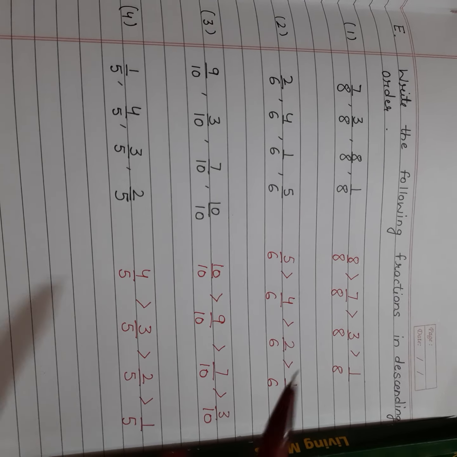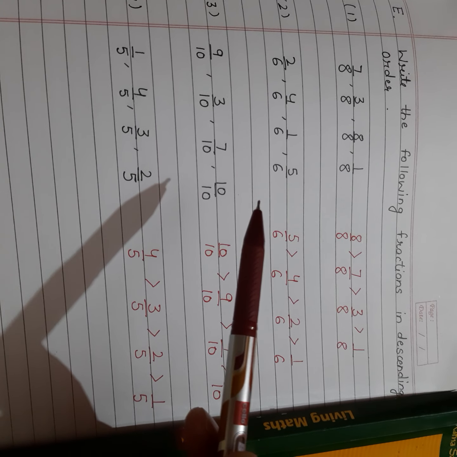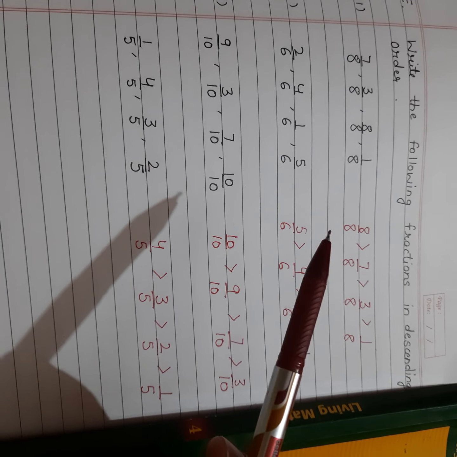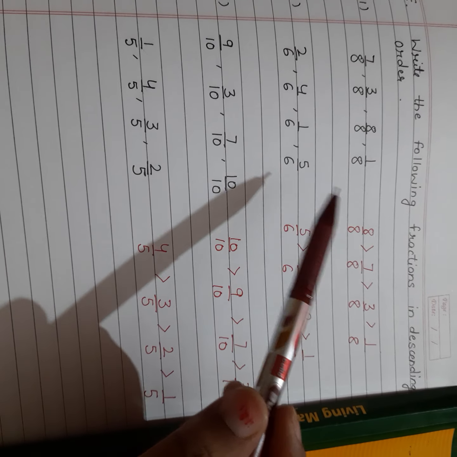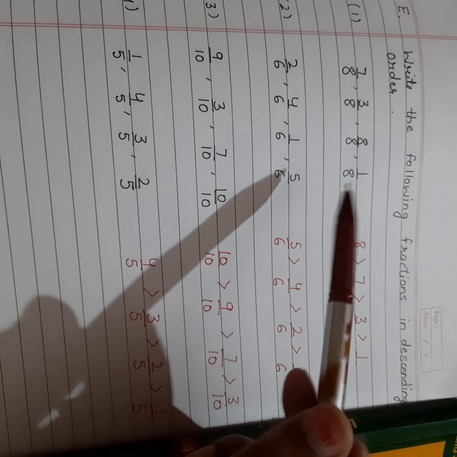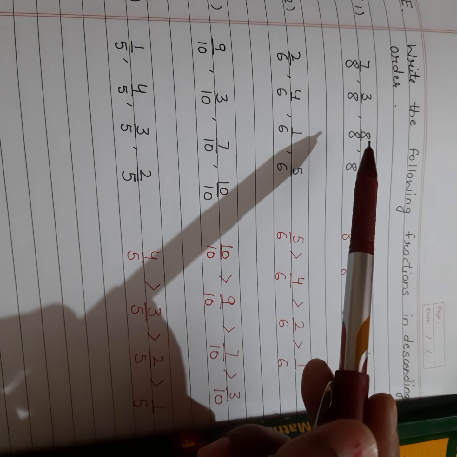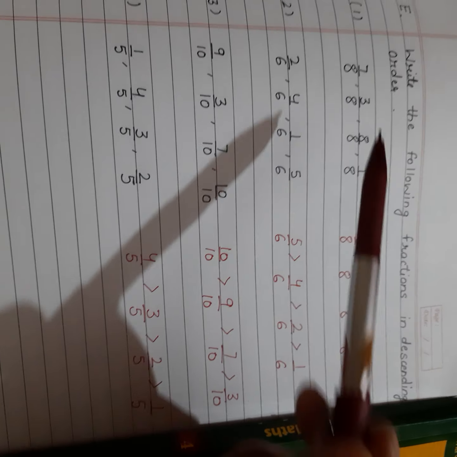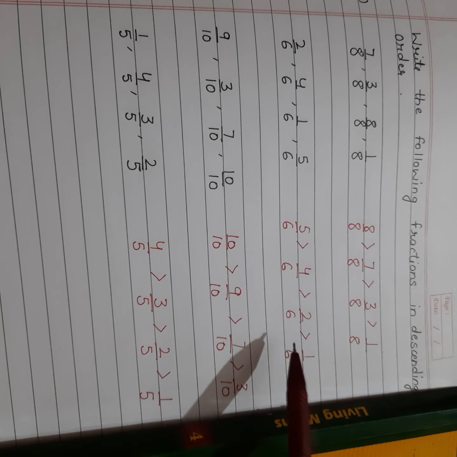In E part also you have to arrange in descending order. In D part we have done in the ascending order. Now we have to do in the descending order. So similar way, denominator is same. So this is like fractions. You just have to compare the numerator. So bigger to smaller you have to arrange in the descending order. So the bigger one you can see this 8 upon 8, arrange. Then 7 upon 8, then 3 upon 8, then 1 upon 8.